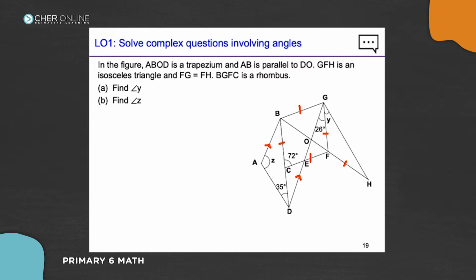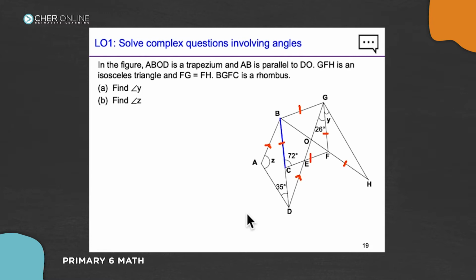Then part A, we are asked to find angle Y. Okay, angle Y is here. We know it's part of this isosceles triangle. So if we can find this angle here, we will be able to find our Y. So how do we go about doing that?